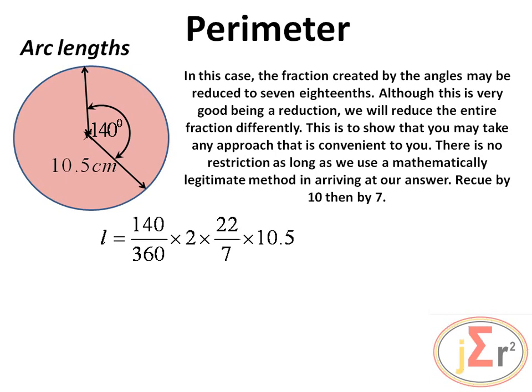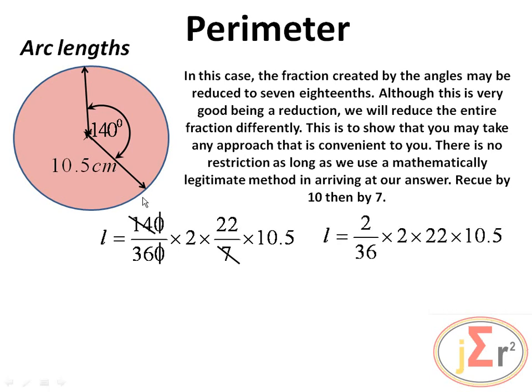Reduce by 10 and then by 7. So let us see what that means. Of course, reducing by 10 may cause us to just strike zeros off, a 0 in the numerator and a 0 in the denominator, and then we are going to go through by 7. What do we get?